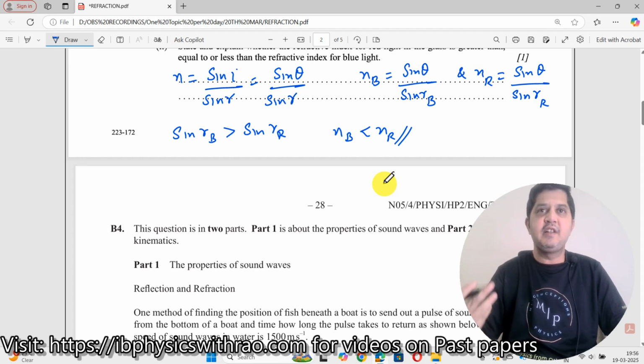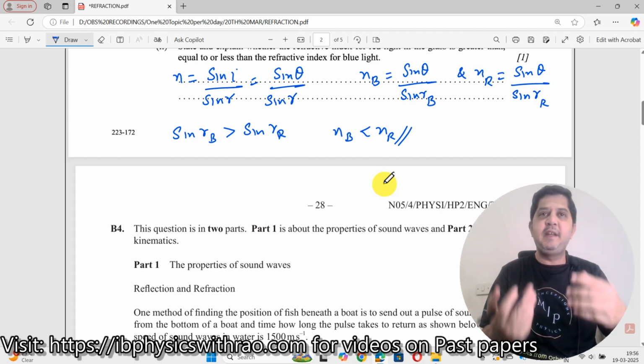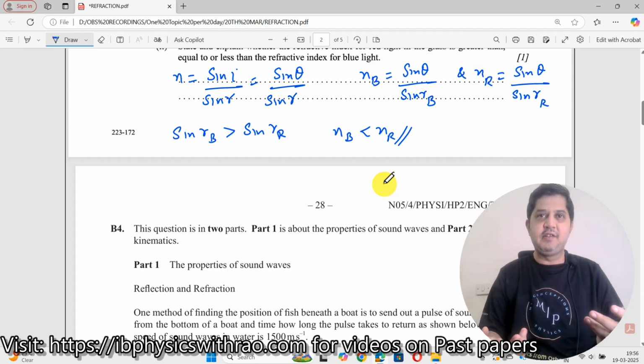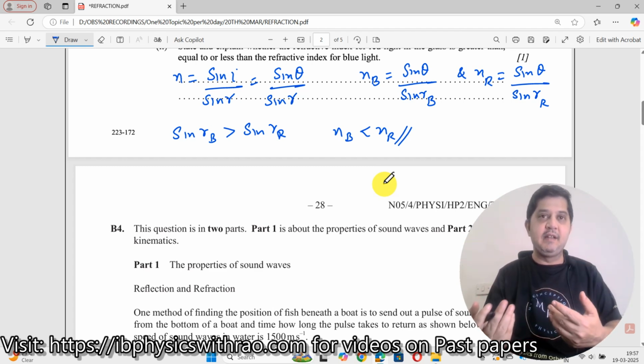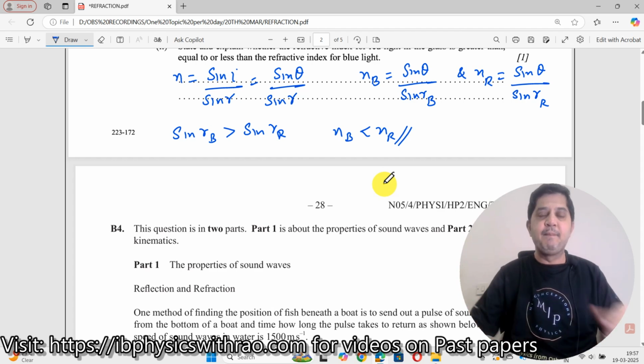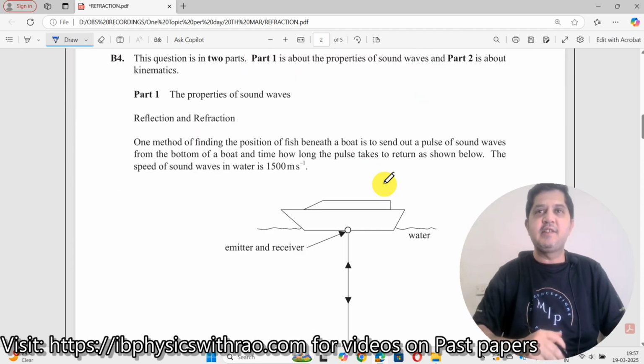So what we have learned in the previous one is that the different colors of light will see different refractive indices, right? Which is similar to saying that the different colors experience different oppositions, different resistances, when the color of light falls onto a given medium. Now let us look at the second question.